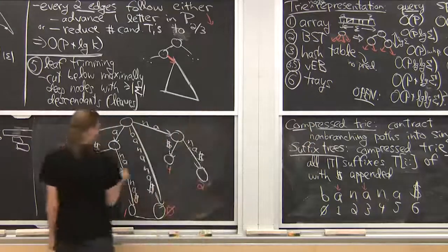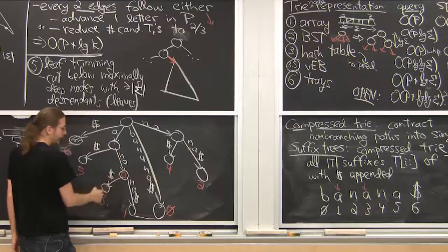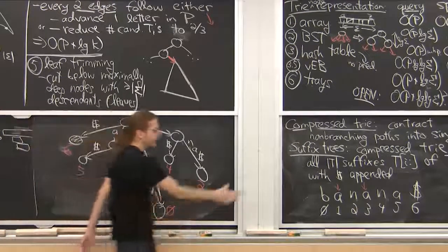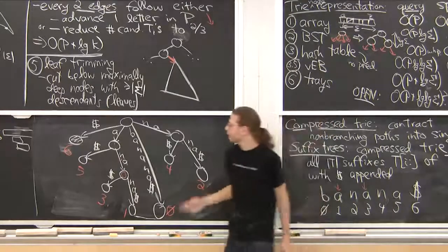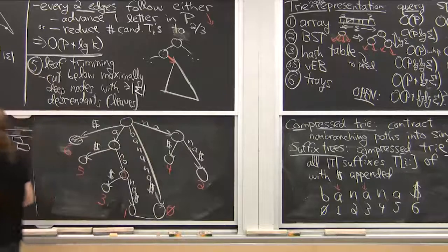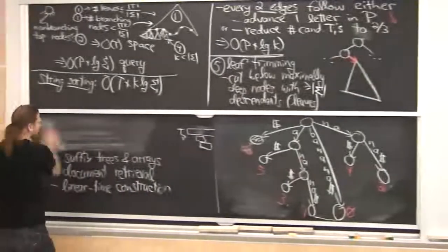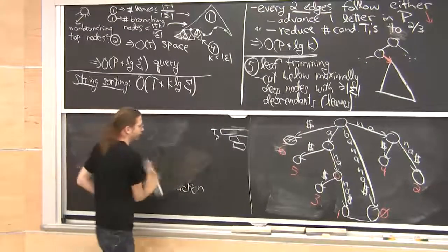If I search for ANA, I would get here. And then these are the two occurrences of ANA, and they actually overlap each other. It's this one and this one. So this is a great data structure. It solves what we need. It solves substring searching.